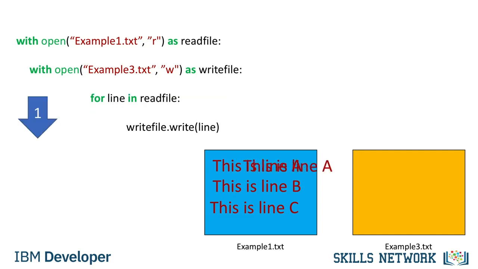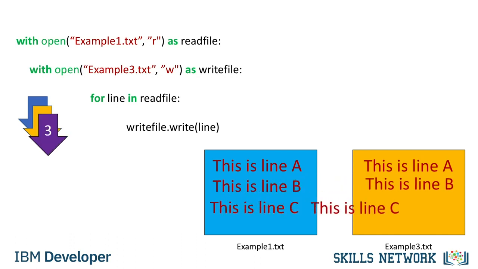The first iteration copies the first line. The second iteration copies the second line, till the end of the file is reached. Then both files are closed.